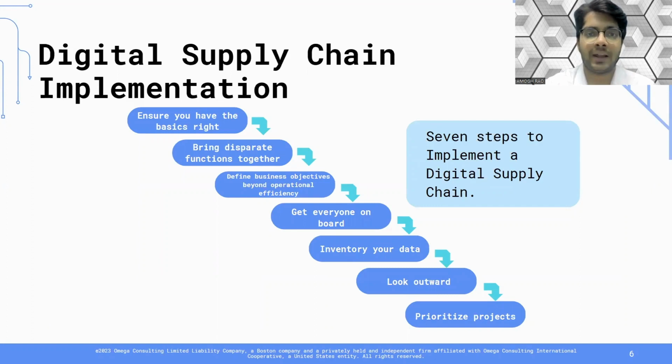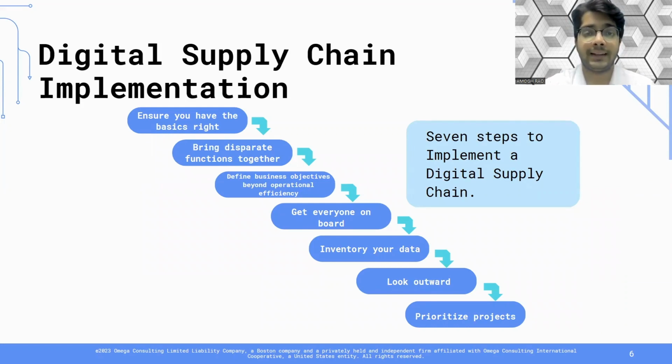Coming to the digital supply chain implementation, this implementation follows a 7-step process. The first step of the process is ensuring you have the basics right before you implement a new technology. And coming to the second step, it's about bringing disparate functions together for better efficiency and results. And the third step being defining business objectives which are beyond operational efficiency. For example, like defining the enhanced demand planning.